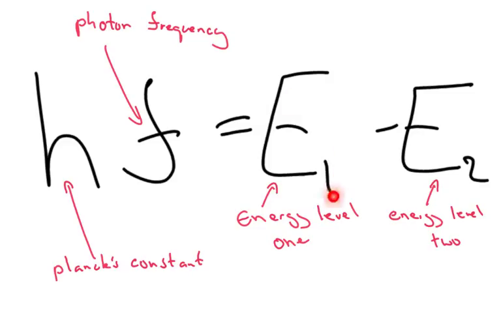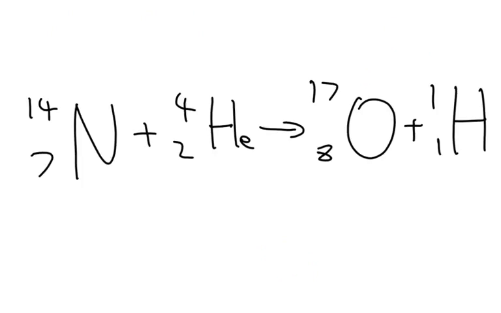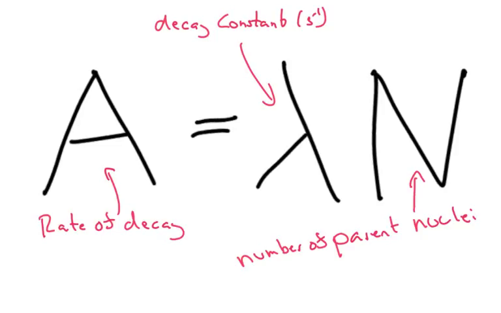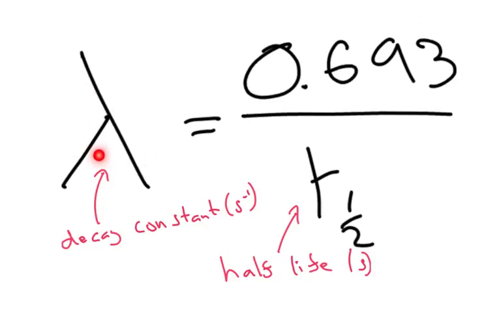Energy in joules is equal to mass in kilograms multiplied by the speed of light squared. In any nuclear equation, the number of nucleons is conserved, and the charge is also conserved. The rate of decay is equal to the decay constant multiplied by the number of parent nuclei. The number of remaining nuclei is equal to the number of initial nuclei multiplied by e to the power of minus the decay constant times time. The decay constant is equal to 0.693 divided by the time for one half-life in seconds.